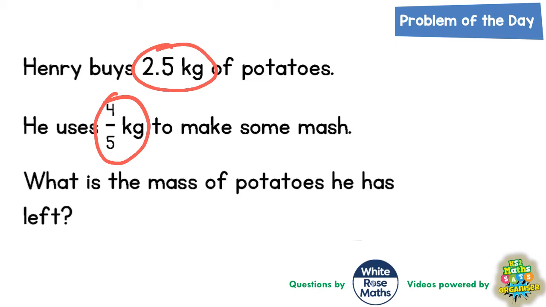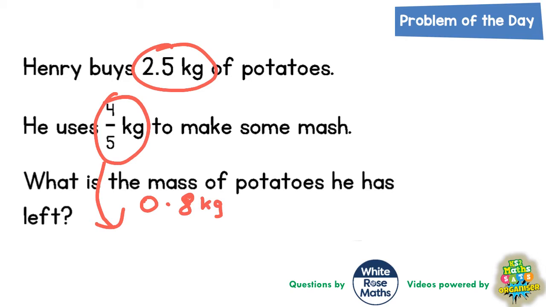Well, obviously, what we've got here is one of the numbers is given as a decimal and the other one is given as a fraction. So what we're going to do is turn this 4/5 into a decimal. Now, some of you may know this already, that 4/5 is equivalent to 0.8. So 4/5 of a kilogram will be equivalent to 0.8 kilograms.